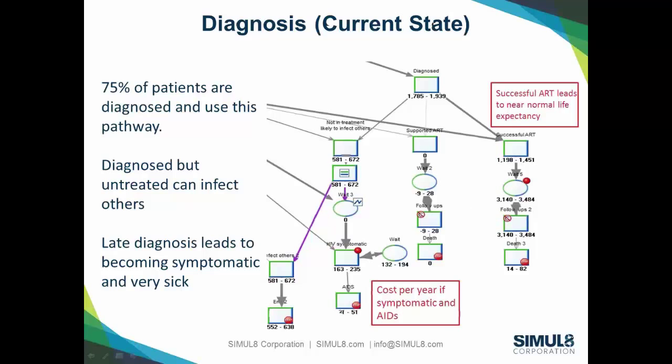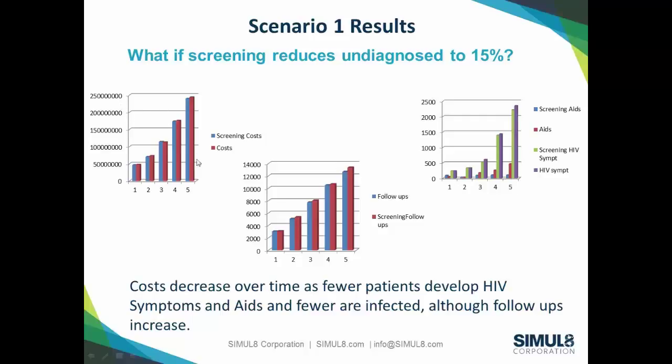So in this far left graph here, you can see the baseline costs year on year as against the cost of screening. What's interesting about that is it's slightly less in year 1 and 2, increases in year 3, and actually the overall costs of the baseline start to increase by the final year, and that's because fewer patients are developing HIV symptoms and AIDS by that point, and actually the cost of screening is proving its worth by that point.